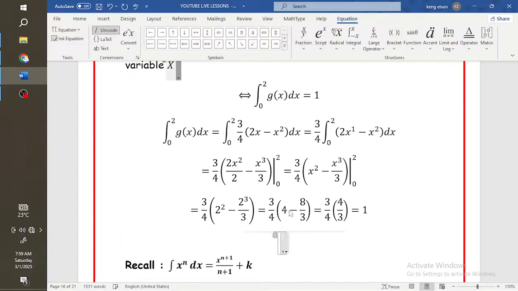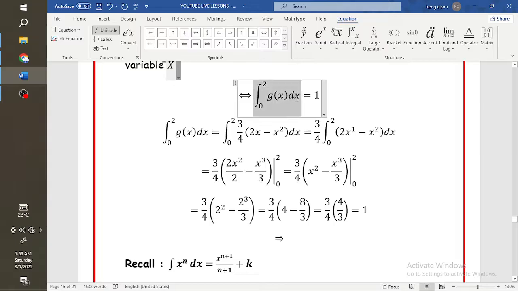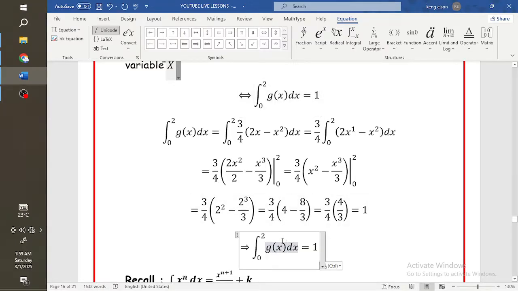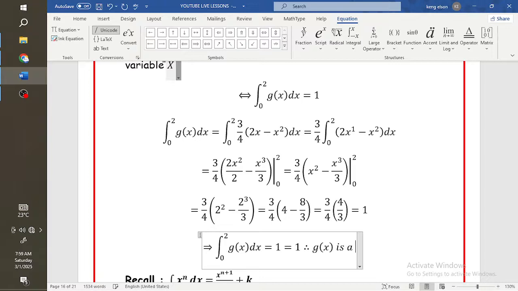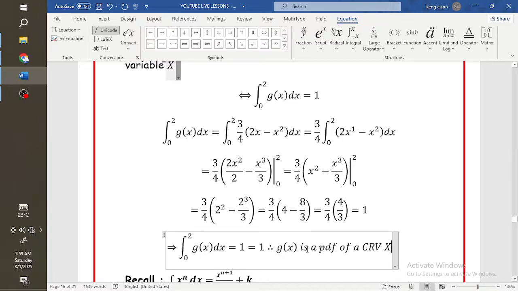Okay, so we have seen that it implies that the integral from 0 to 2 of g of x is equal to 1. Therefore, we can conclude that g of x is a probability density function of a continuous random variable x. So that is a proof.